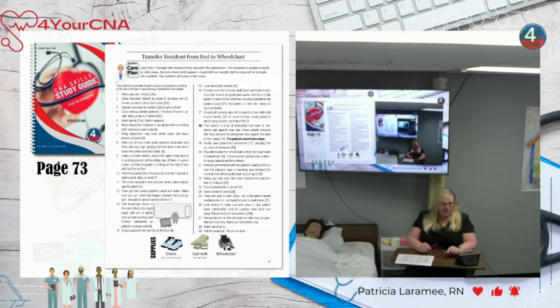So let me ask you guys this. If you were going to remain in a room, would you want to be facing a wall? No. You want to be facing something you can look at, the TV, a window, the door, something. So at the end of this skill, please make sure that your patient is not left facing the wall. That's just kind of rude.